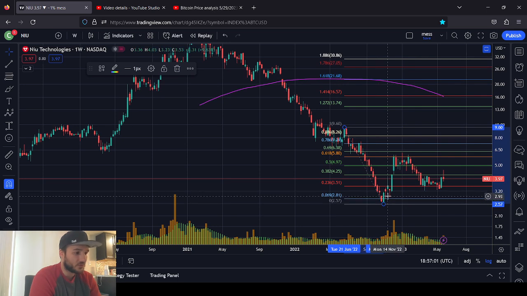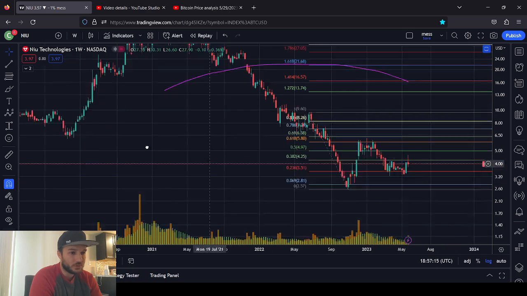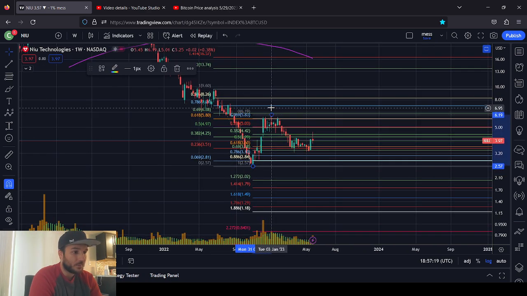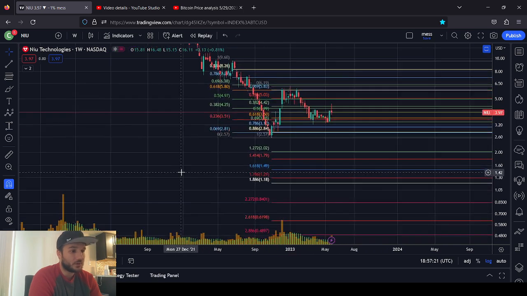We bounce off the 0.069. We found resistance at the 618. We're finding support at the 236. Struggling to get above the 382. I do like this one a lot. If this one is holding resistance as like a downtrending fib, then what you would do is you would measure from here, top to bottom, get these extensions going. If you were thinking that price is going to go lower, you'd be looking at the 1272 or 1618 here.